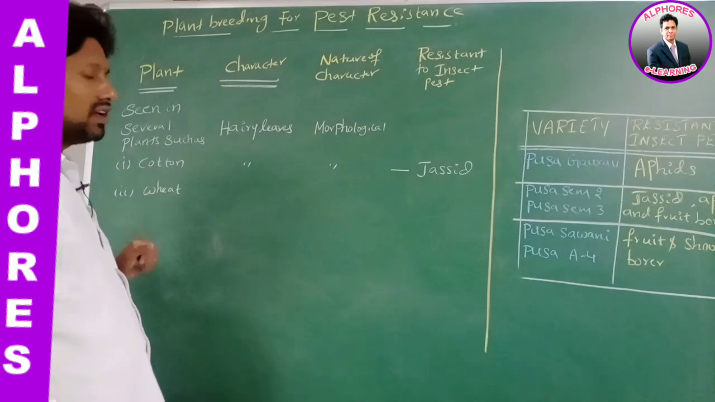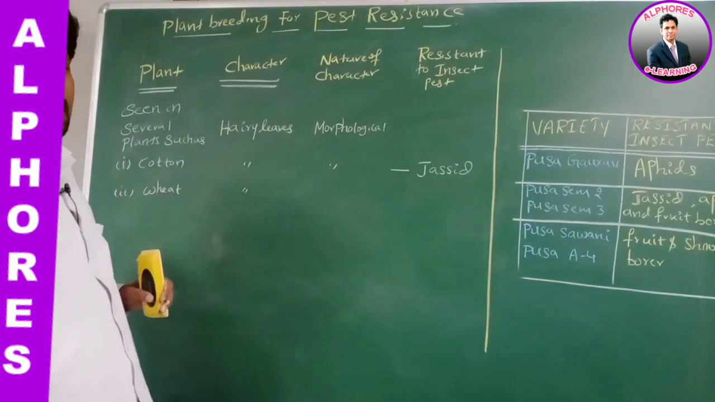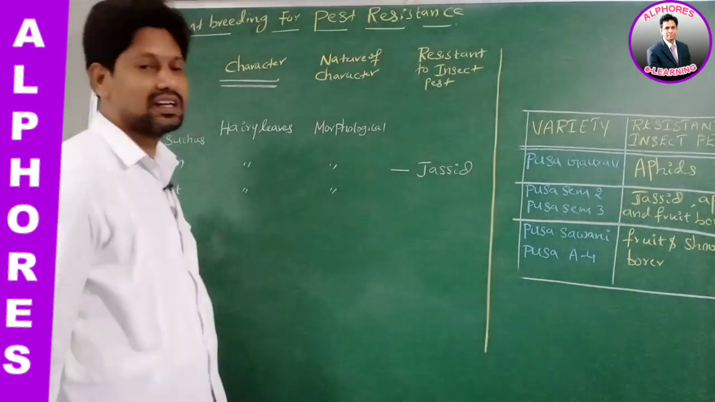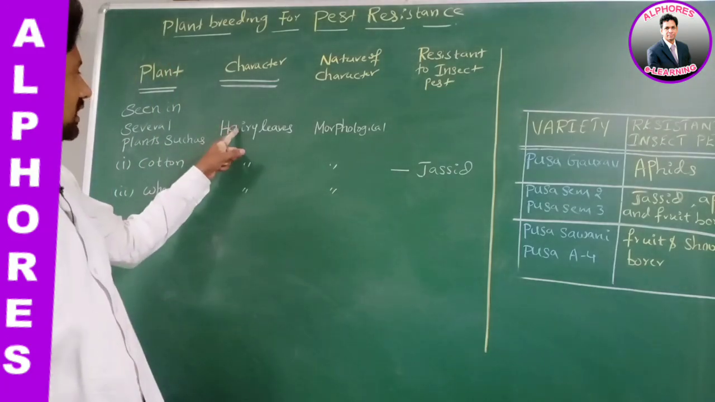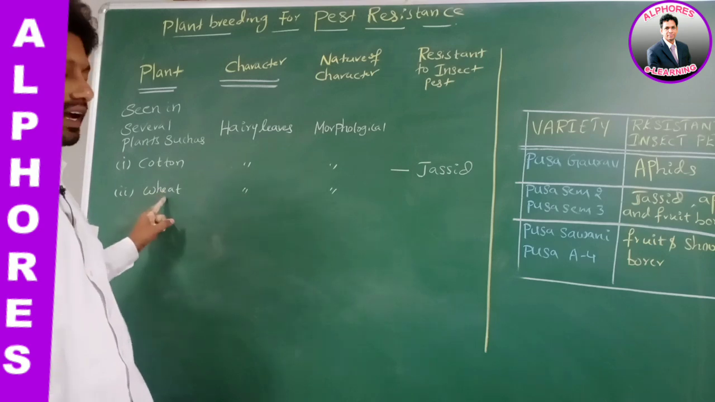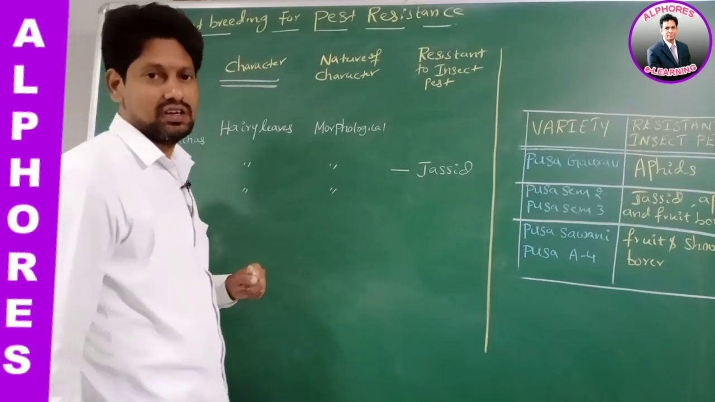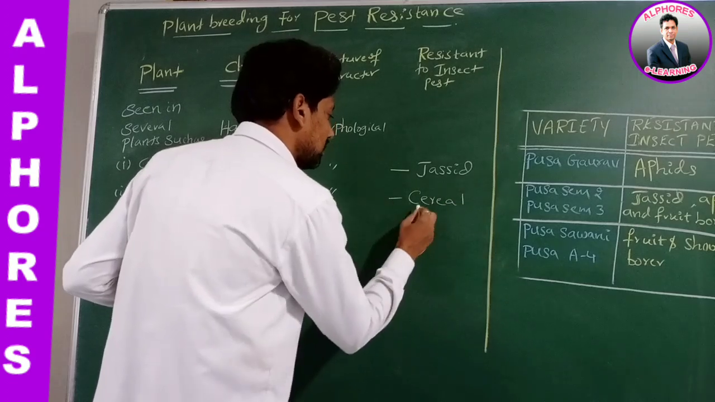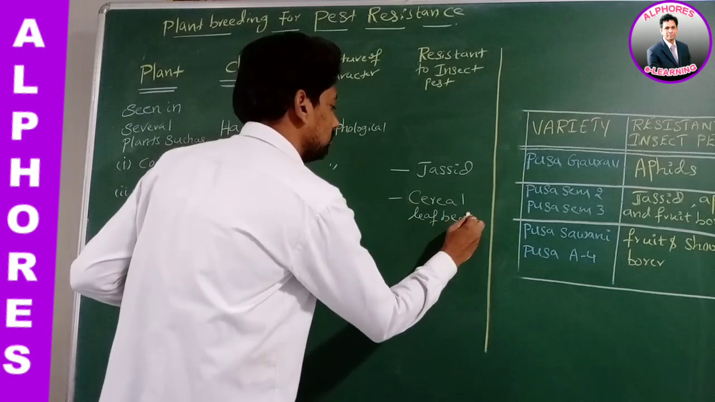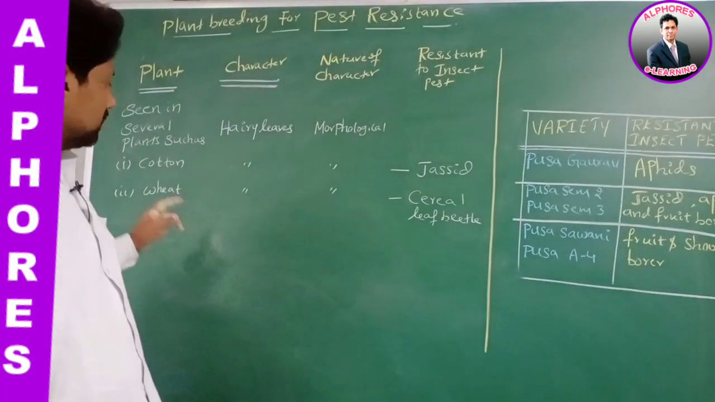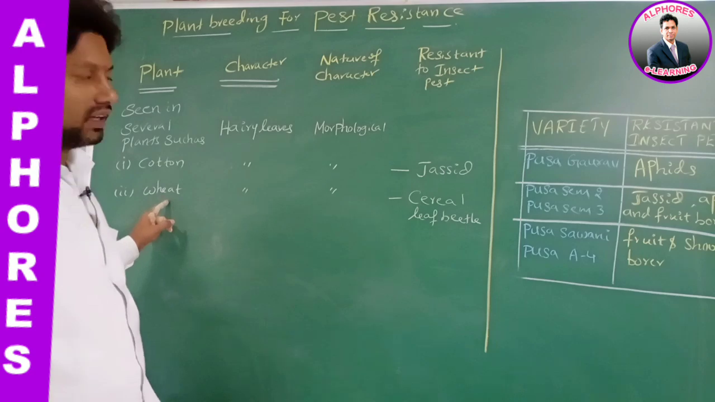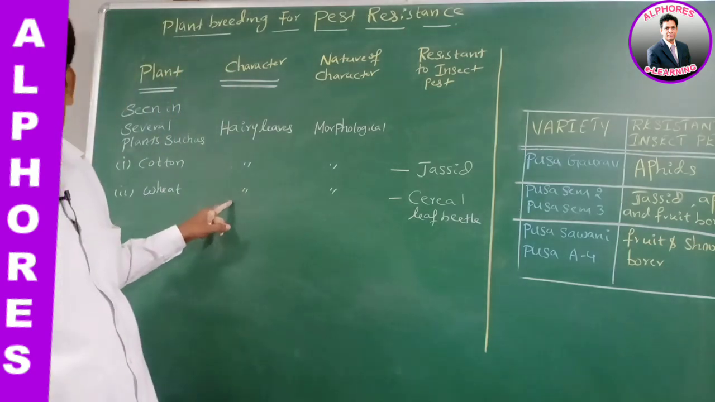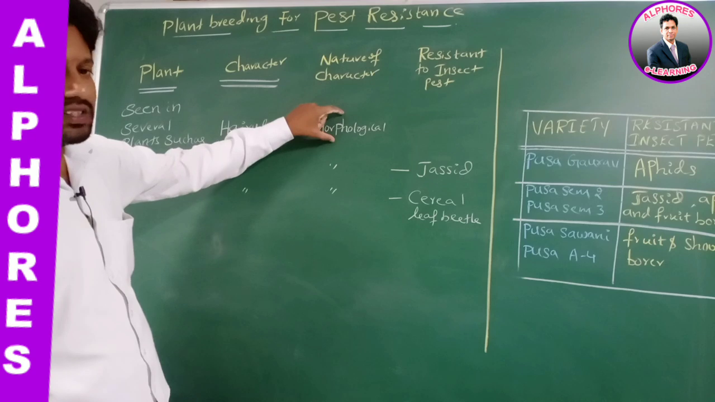Number 2, wheat. In the wheat plant also you can see hairy leaves, a morphological character. Due to the presence of hairy leaves in the wheat plant, the wheat becomes resistant for which pest? Cereal leaf beetle. Is this statement okay? Therefore, the wheat plant became resistant for cereal leaf beetle due to the presence of hairy leaves.